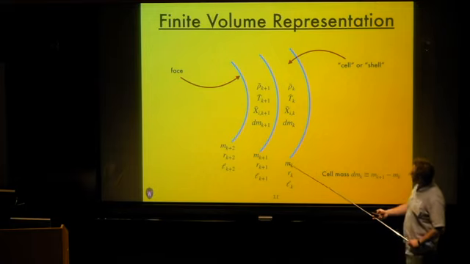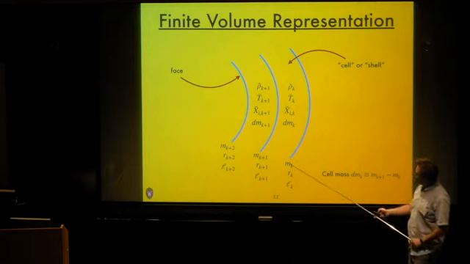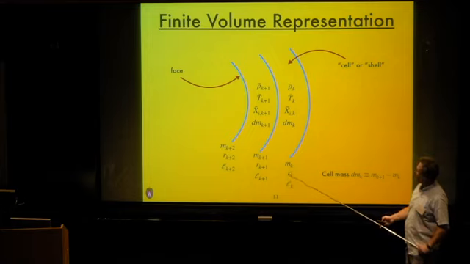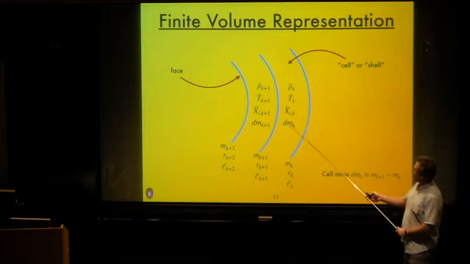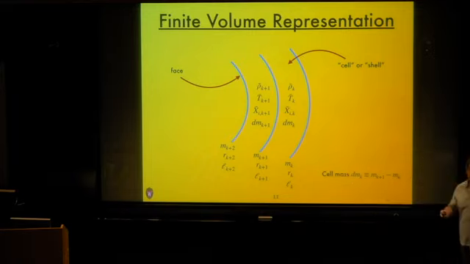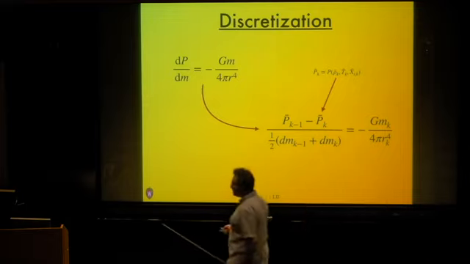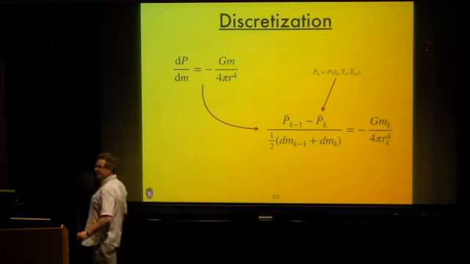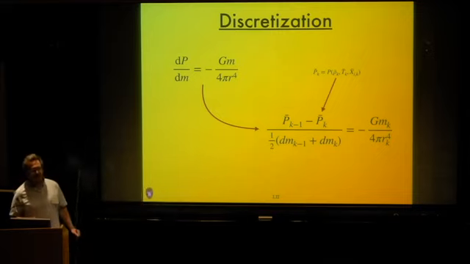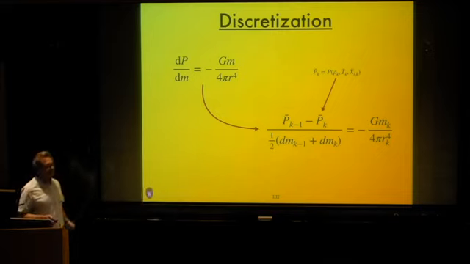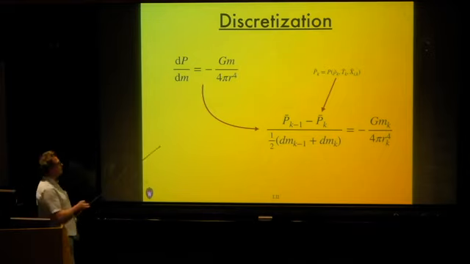And then quantities that are defined at faces include the mass coordinate, the radius coordinate, and the internal luminosity. And then dm is just the difference between the mass coordinates of adjacent faces. It's basically the mass of the shell. So with this finite volume representation of a star, we can actually take each of the differential equations governing the star and discretize them, replace them with some sort of finite difference or finite volume equivalent.